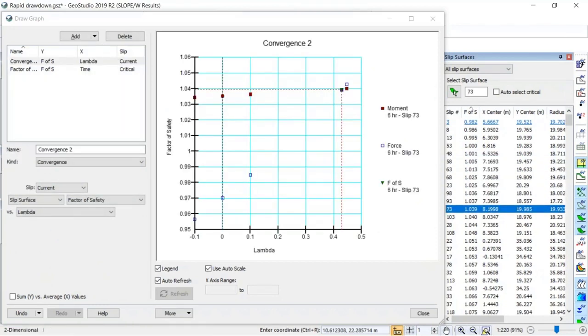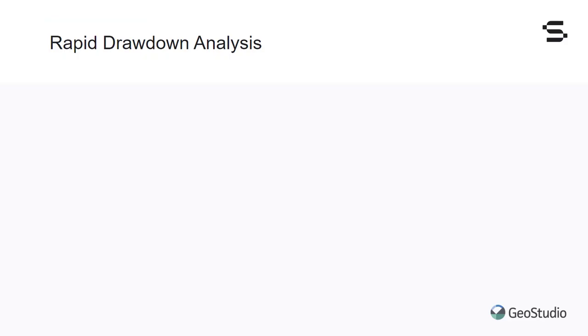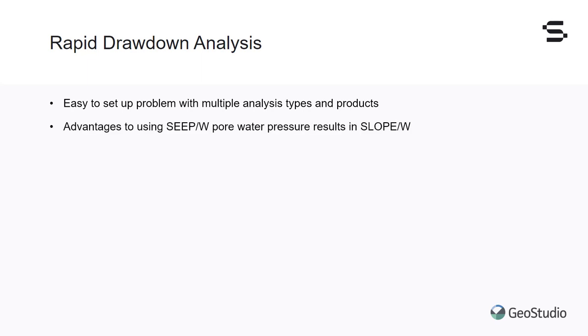We have now finished reviewing this problem in GeoStudio. This example demonstrates the ease with which we can add multiple analyses into a project file and use results from one analysis in another. We saw that it was advantageous to use the SEEP/W pore water pressures for analyzing dam stability in SLOPE/W, particularly because we were able to investigate how the factor of safety changed over time, given the changing pore water pressures. I hope this webinar will assist you with future modeling endeavors.